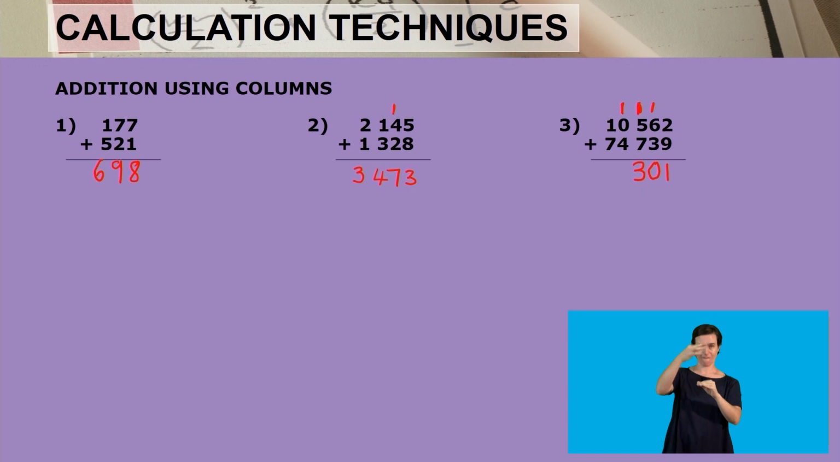In the thousands column, we have 0 thousands plus 4,000. That gives us 4,000. But if we add that 1,000 there, that is going to give us 5,000. And then we have a 10,000 plus a 70,000. And that gives us an 80,000. Our final answer there is 85,301.